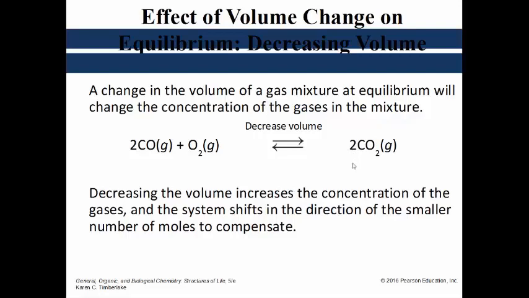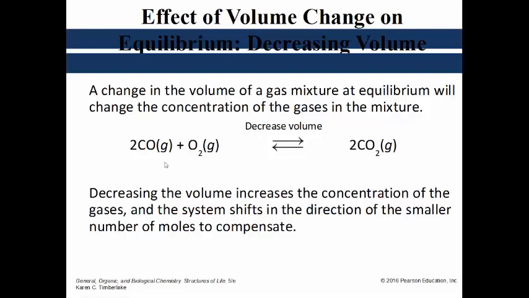So when I say that the system is shifting toward the direction of the smaller number of moles, this reaction, if you were to decrease the volume of the gas, will be shifted toward the product, carbon dioxide, as a way to compensate. Again, we're only talking about gases. Carbon monoxide gas, oxygen gas, carbon dioxide gas. Sometimes you may get questions like this where some of the reactants or some of the products are liquid or solid or aqueous, and you cannot count those moles when you are trying to determine what way the reaction will be driven, either forward or backward.